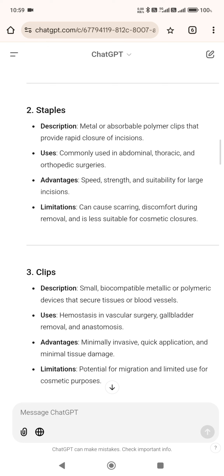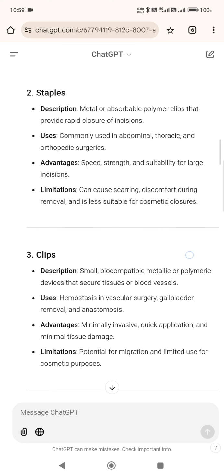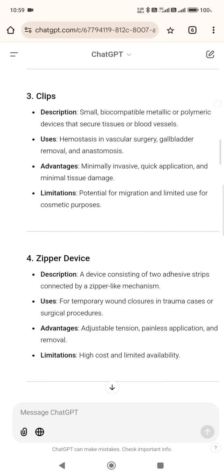3. Clips. Description: small, biocompatible metallic or polymeric devices that secure tissues or blood vessels. Uses: hemostasis in vascular surgery, gallbladder removal, and anastomosis. Advantages: minimally invasive, quick application, and minimal tissue damage. Limitations: potential for migration and limited use for cosmetic purposes.